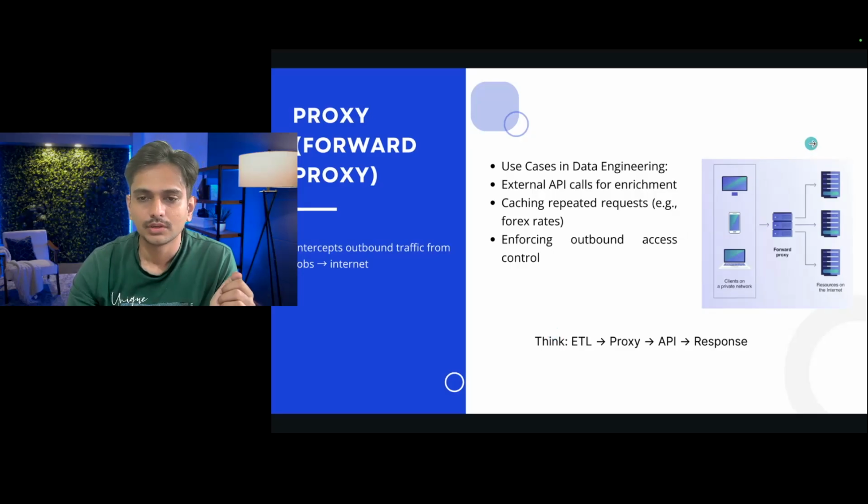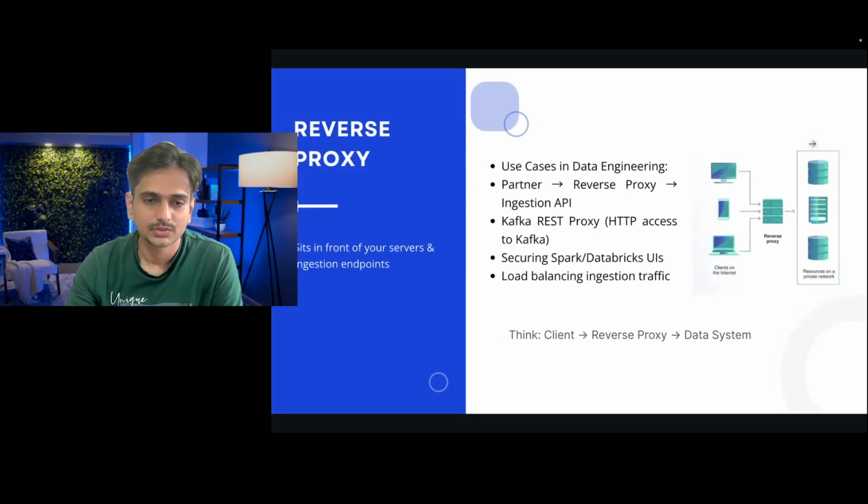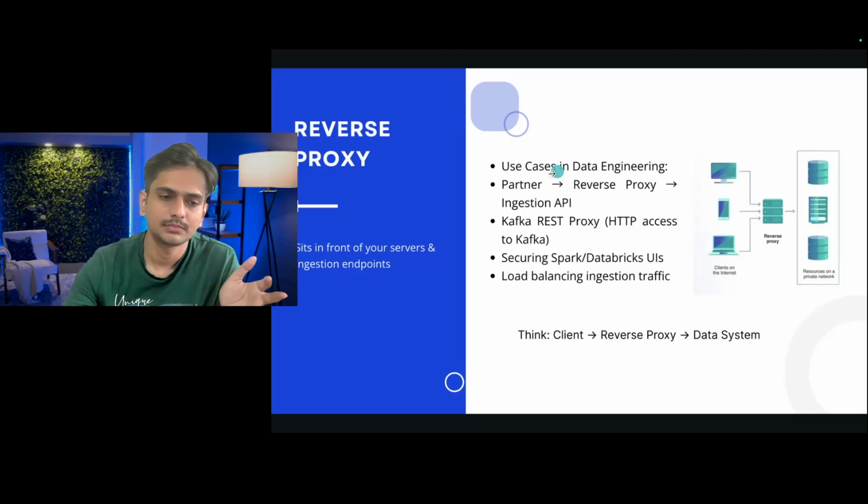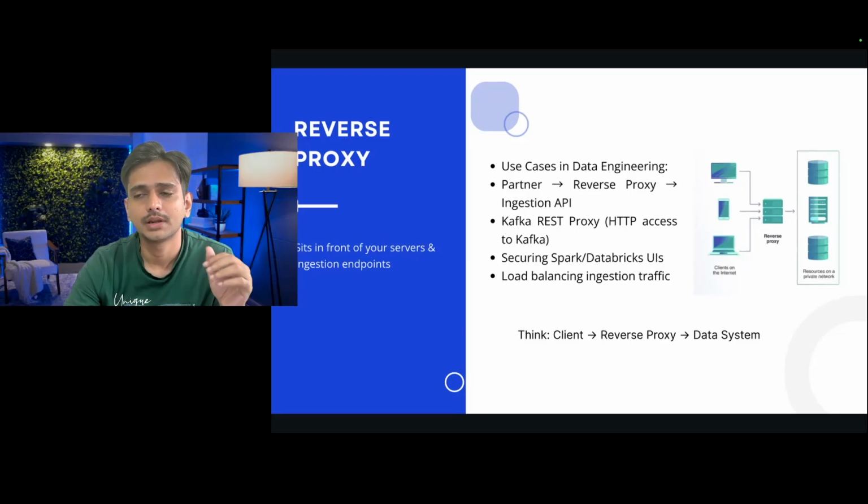So next, moving on to the reverse proxy. A reverse proxy actually sits in front of your server, right? Not in between. It sits in front of your server or ingestion endpoints, and these are used in data engineering. Ingestion pipelines are a common use case, when partners or the app push JSON or CSV data, and the requests first hit the reverse proxy, which handles SSL, authentication and routing. So for all of these aspects, we'll be using a reverse proxy.